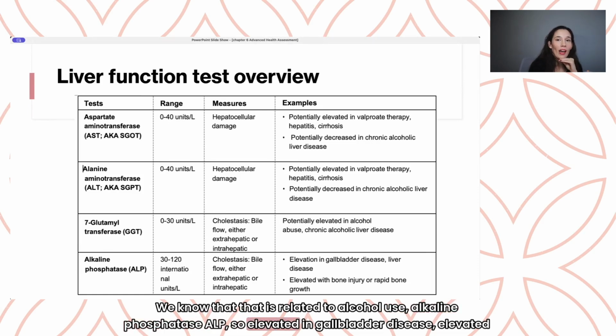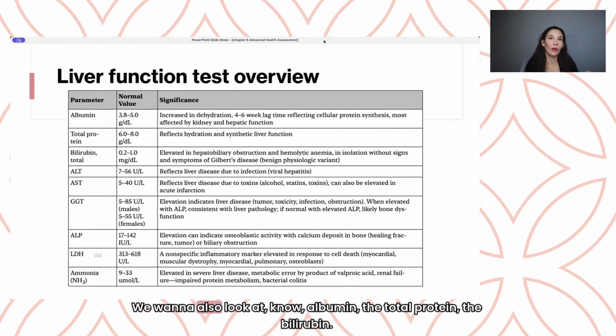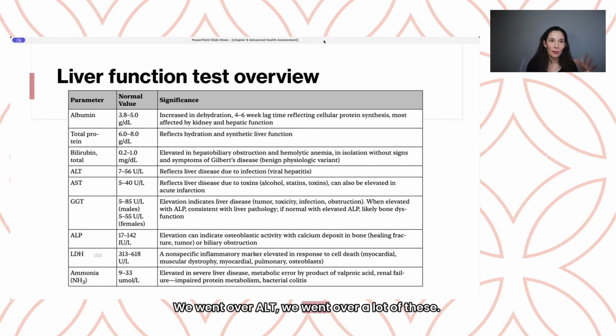alkaline phosphatase, ALP, so elevated in gallbladder disease, elevated with bone injury or rapid bone growth. We want to also look at albumin, the total protein, the bilirubin. We went over ALT. We went over a lot of these. But again, these are just nice charts. Charts are very helpful. If you find a chart that you like, you can always print it out.